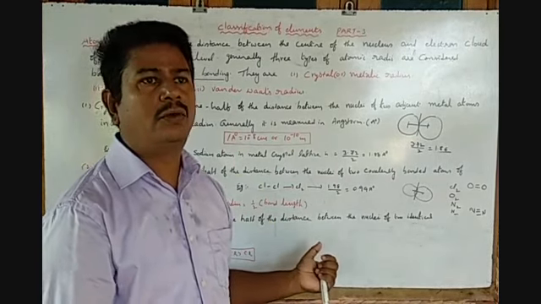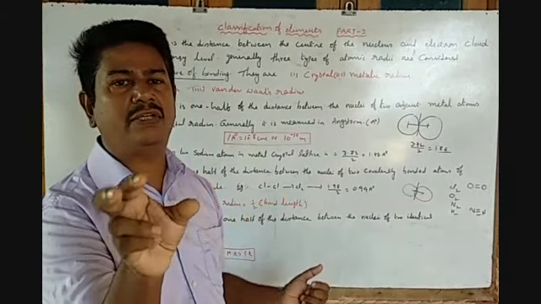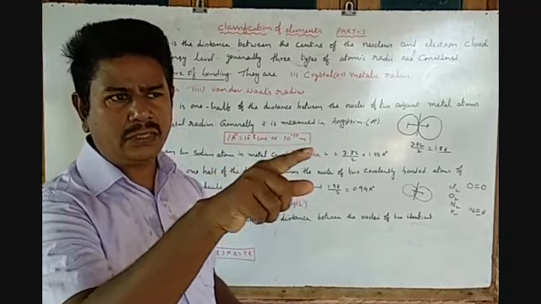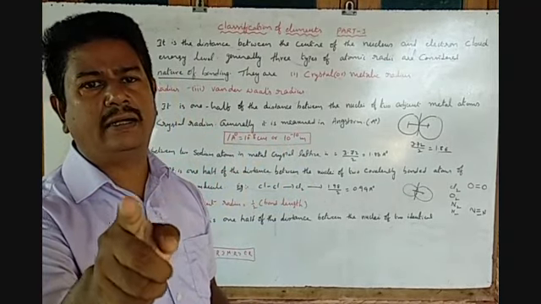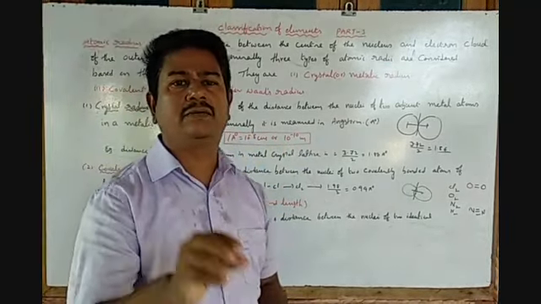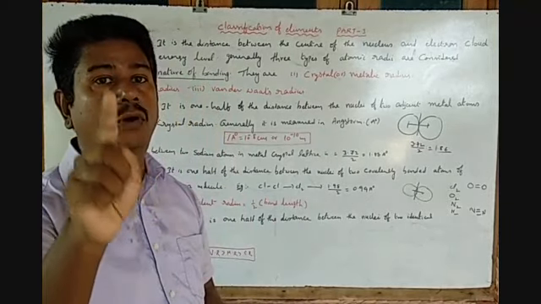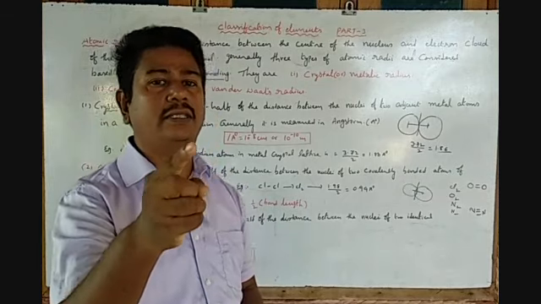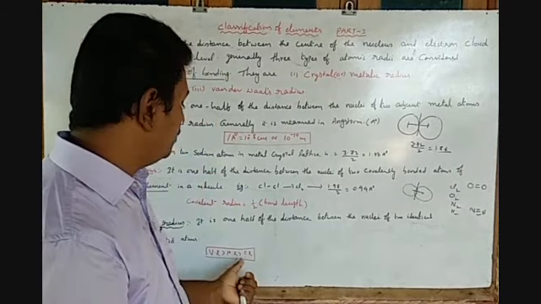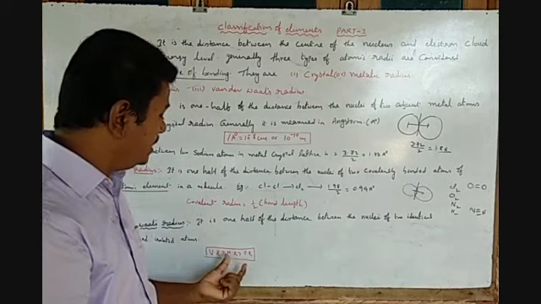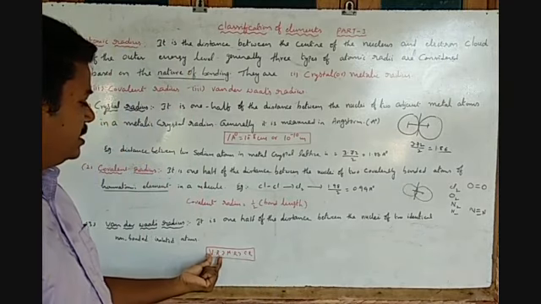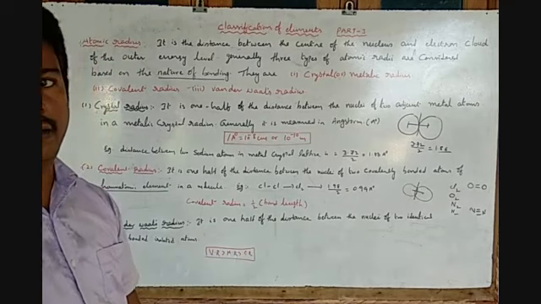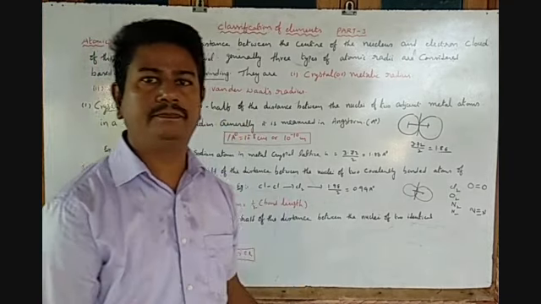Okay. So when you compare these three, the metallic radius, the covalent radius and the Van der Waals radius, the order of the radius is given like this: Van der Waals radius is greater than metallic radius, and metallic radius is greater than covalent radius. Okay, clear?